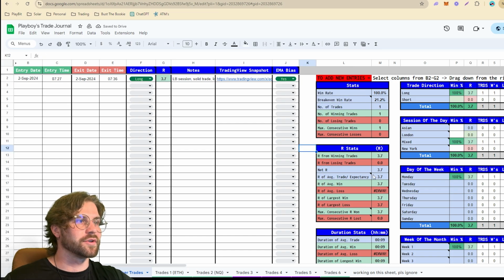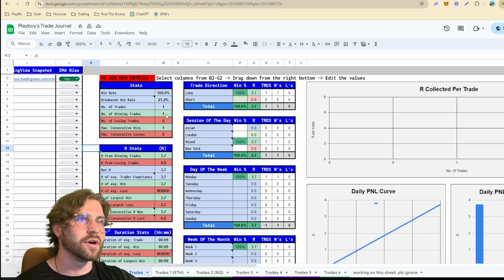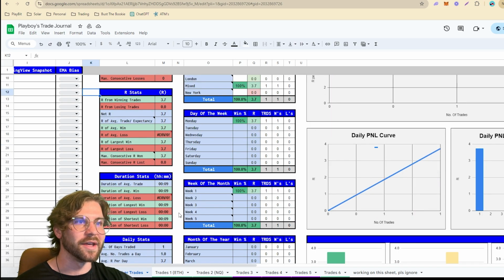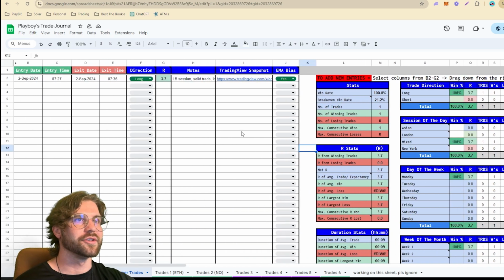And as you can see, it will start to auto-populate a lot of the data that you want. You have only one trade so far, but you have some data already in here, such as, let's see, duration of the trade, if we can find it, duration stats, 9 minutes, right? And we keep adding this in, and you can see over an entire month period how this will average out.